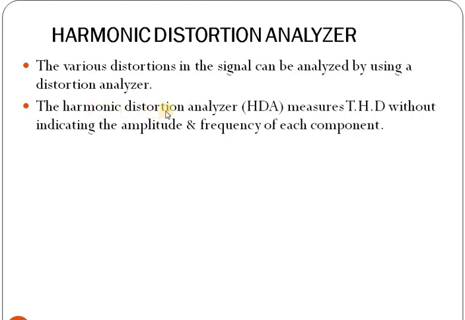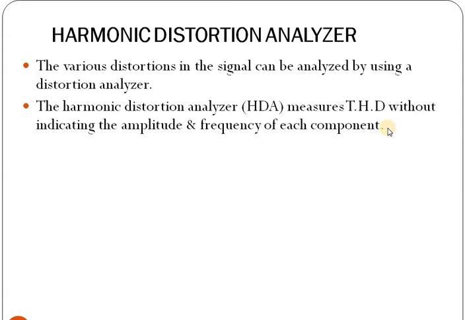The harmonic distortion analyzer, in short form, is indicated as HDA. Here the harmonic distortion analyzer measures THD, the total harmonic distortion, without indicating the amplitude and frequency of each component.